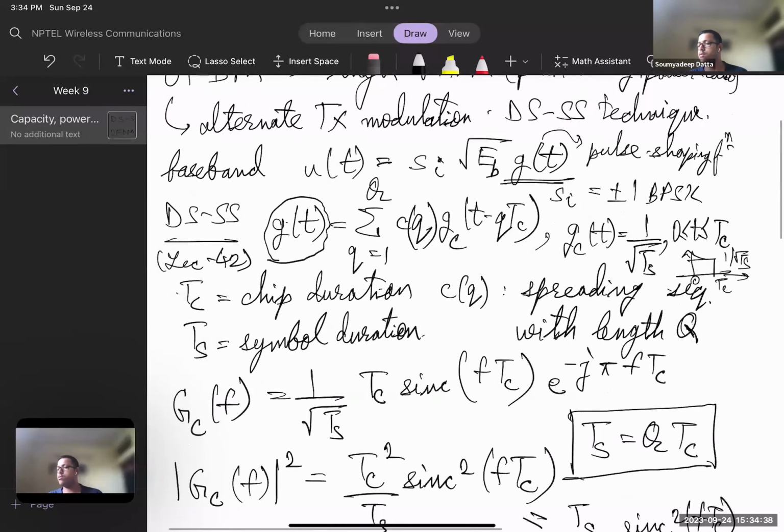So then what happens essentially is, if you do the math, two things happen. The magnitude declines by a factor of Q square, and then the first crossing point, so the sinc function has its minimum at value 1. So first crossing point, instead of 1 by Ts, it becomes 1 by Tc now. And so 1 by Tc is Q by Ts, right? Because Ts is equal to QTc. So this point shifts by a factor of Q.